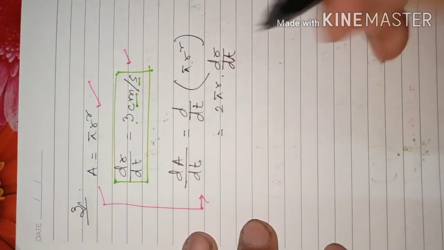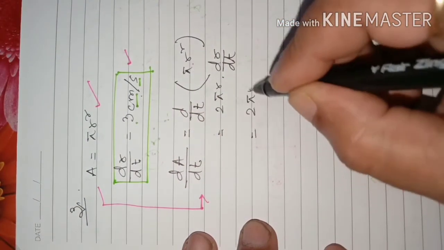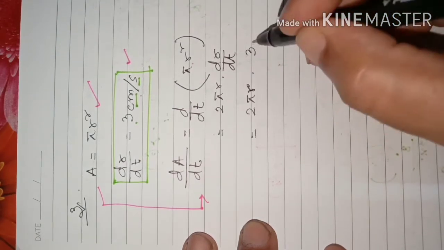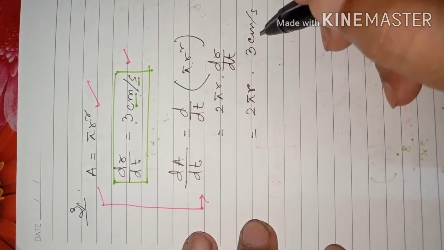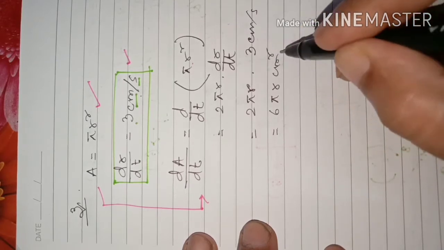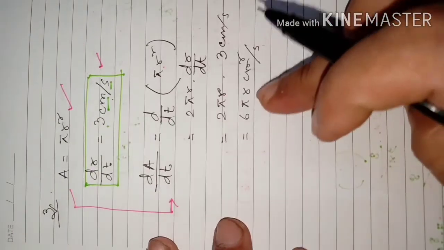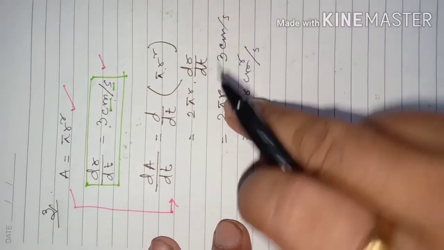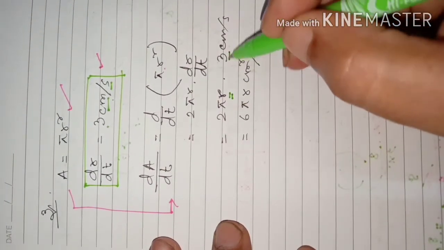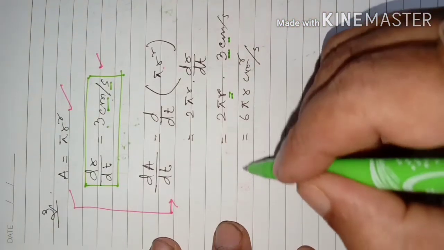Next, dr by dt, bring it here. 2 pi r into dr by dt, which is 3 centimeter per second. So it will be 6 pi r centimeter square per second, because this is the rate of change of area. This is centimeter, r also will be in centimeter because radius will be in centimeter only, so centimeter into centimeter will be centimeter square. So this is dA by dt.